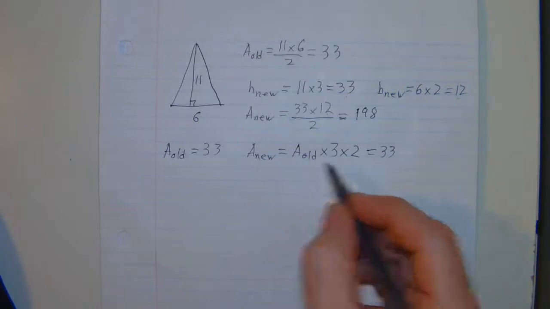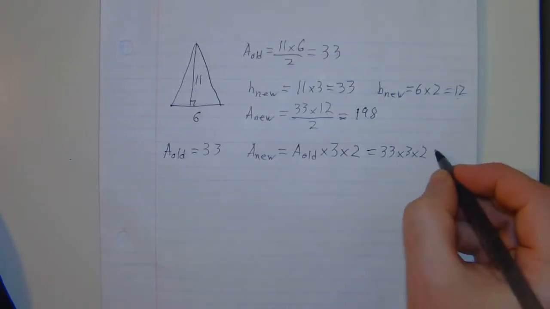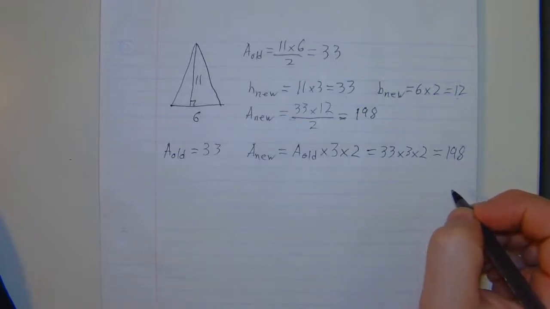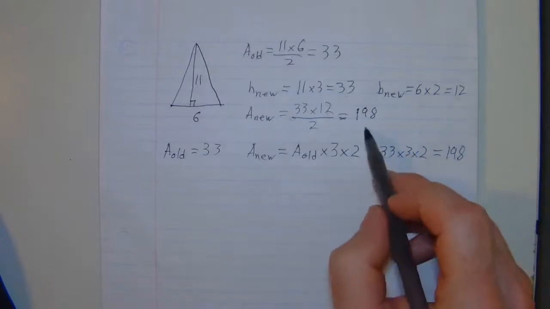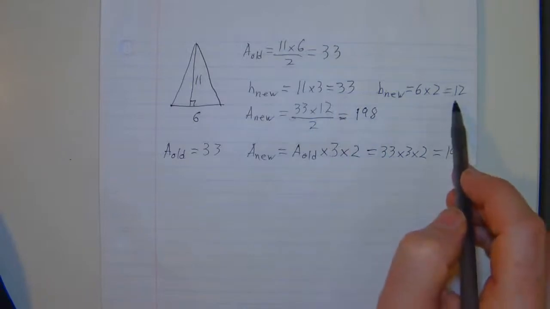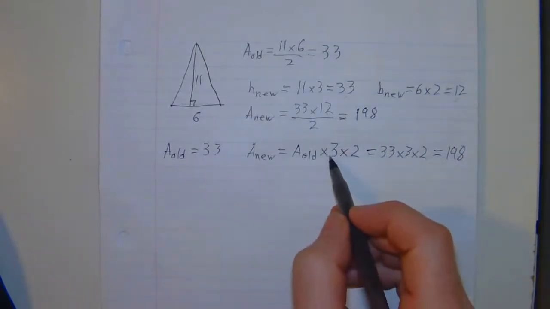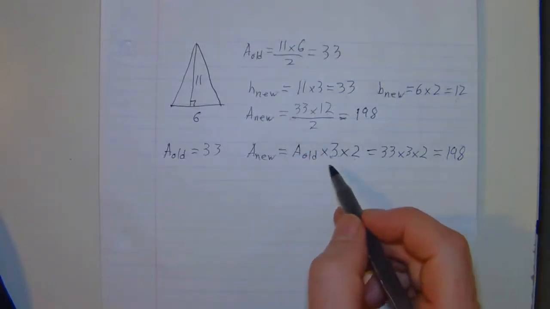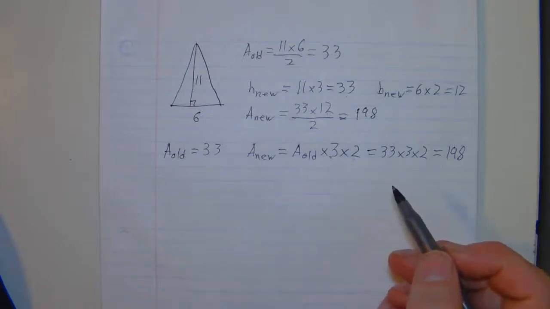So the old area was 33 times 3 times 2 is indeed 198 as well. So we now have a much faster way to calculate this new area. We don't have to go through and get the new height and the new base. We can just take the old area, triple it, and then take the answer of that, double it. And of course, if you triple something and then double it, that's like multiplying it by 6, right?